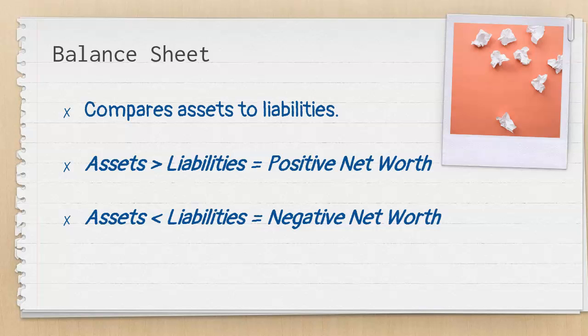When we calculate net worth, we use a financial statement called the balance sheet. And what the balance sheet does is it compares assets to liabilities. If our assets are greater than our liabilities, we are said to have a positive net worth. If our assets are less than our liabilities, we are said to have a negative net worth.